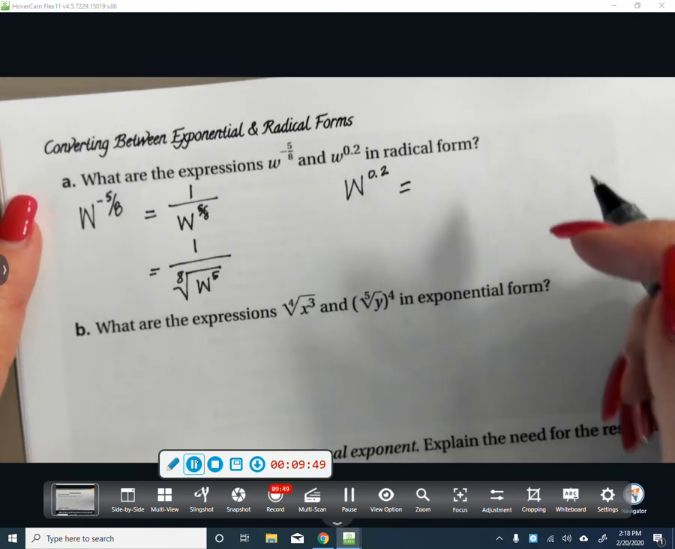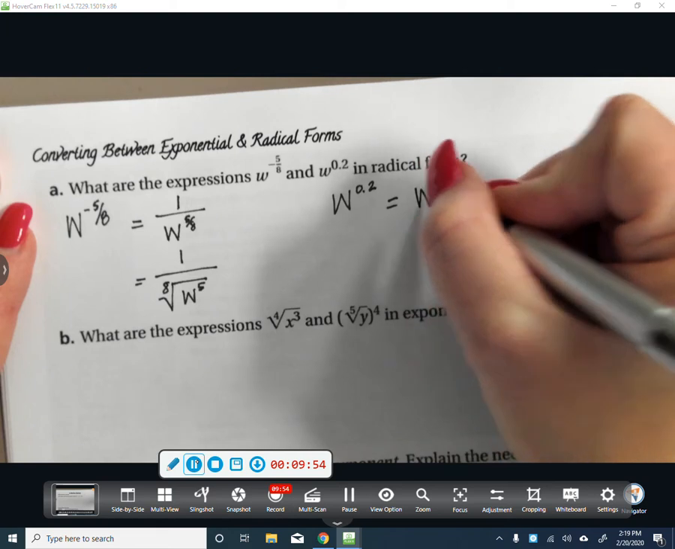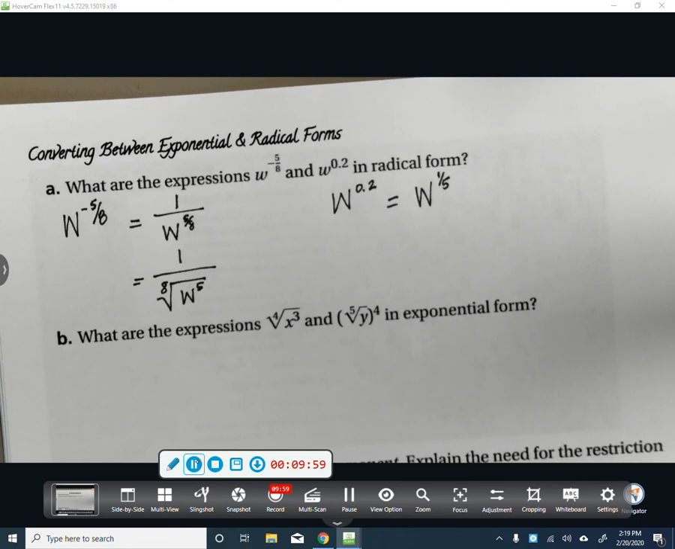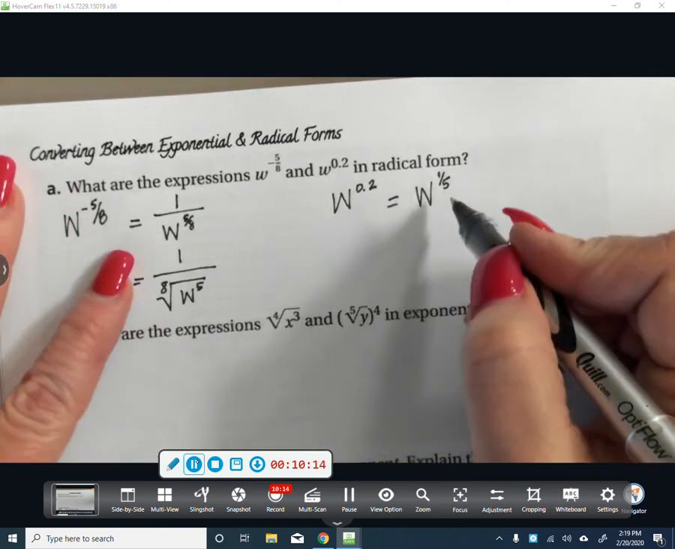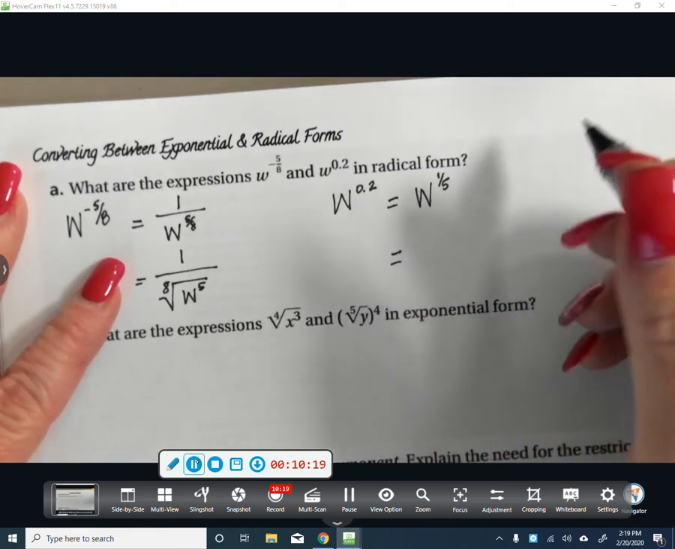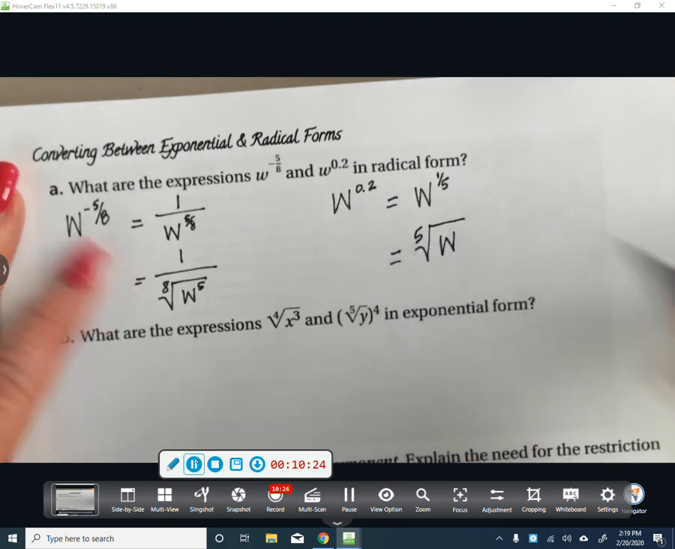Oh, wait, never mind. What is 0.2 as a fraction? 1/5. So I'm going to rewrite that because I know the rule if I got a fractional exponent, but I didn't know a rule if I had a decimal. So w to the 0.2 is actually equal to w to the 1/5. And you can put 0.2 in your calculator and do math enter, right, to get an actual fraction. So now let's rewrite this as a radical. What is your index? 5. So this is the 5th root of w to the 1st power.